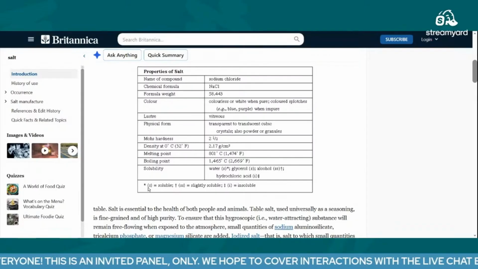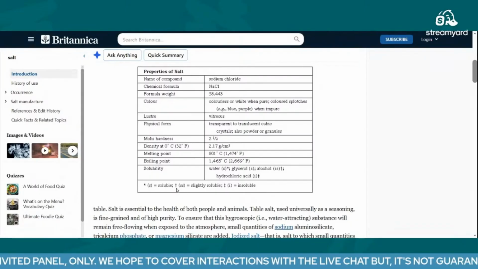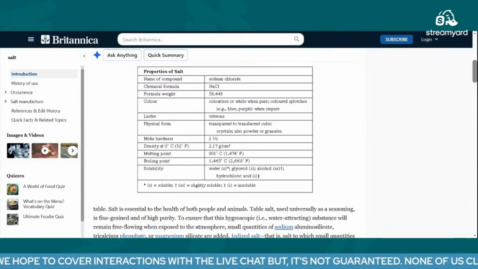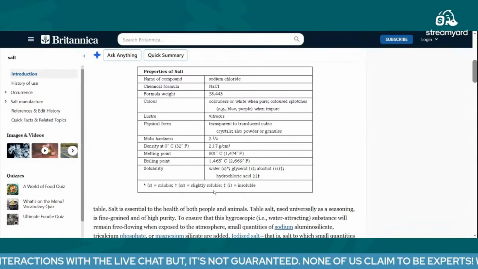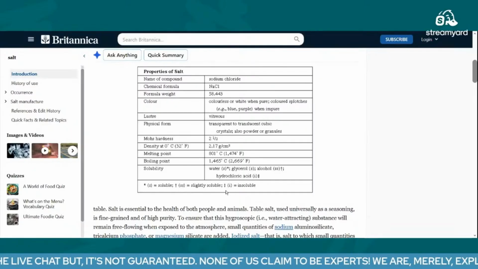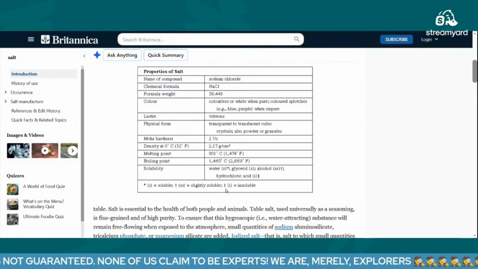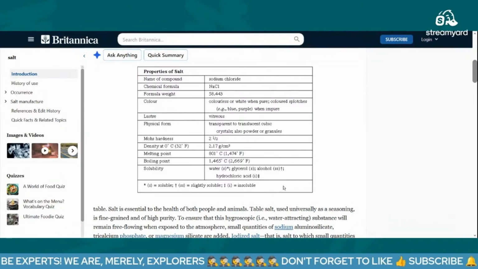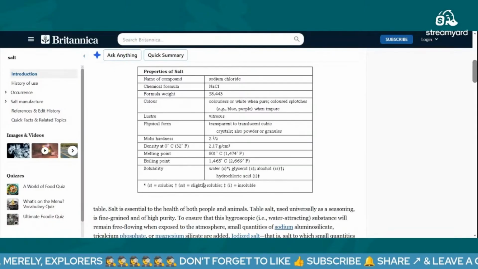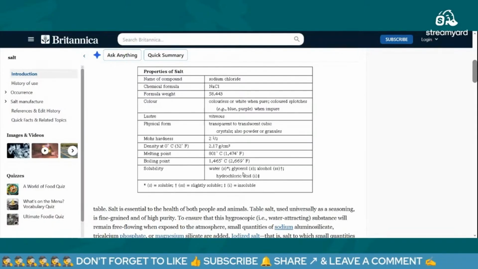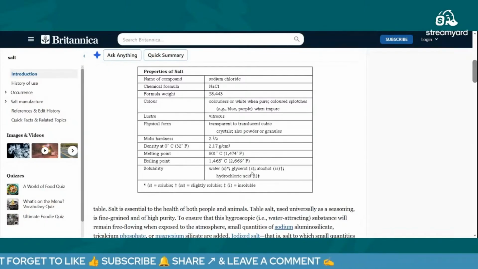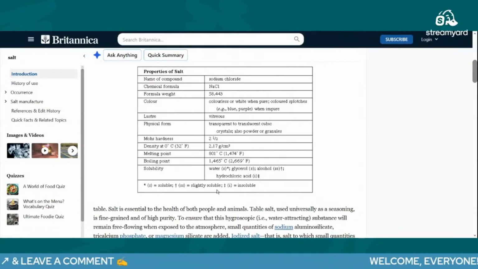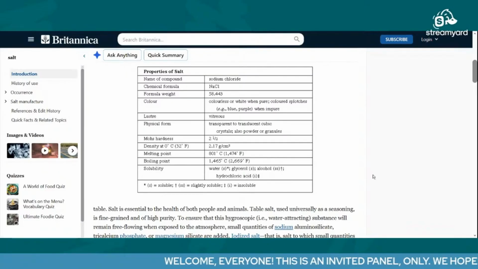So the S means soluble. That looks like a Christian cross sign, means slightly soluble, which is SS, and that double cross sign, which is an I, meaning insoluble. All right, so the water is soluble, the glycerol, if that's how you pronounce it, is soluble. The alcohol is slightly soluble, and the hydrochloric acid is insoluble. Right.